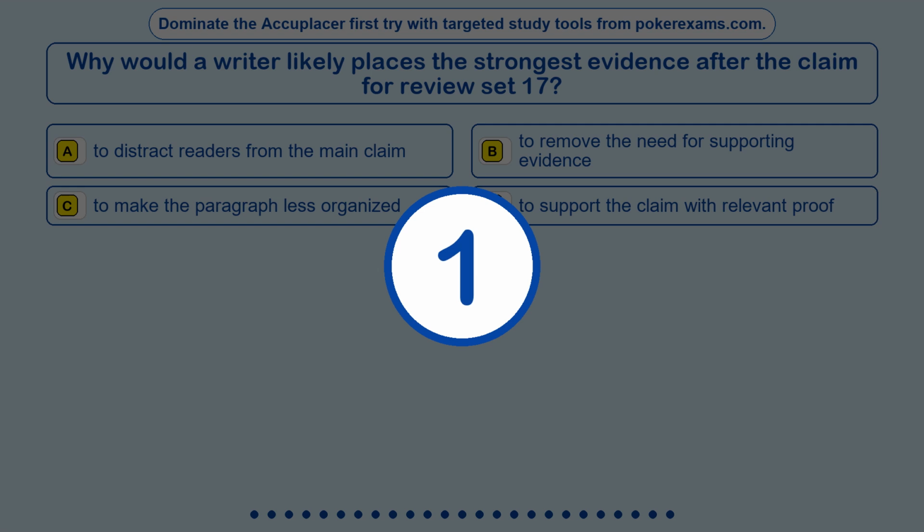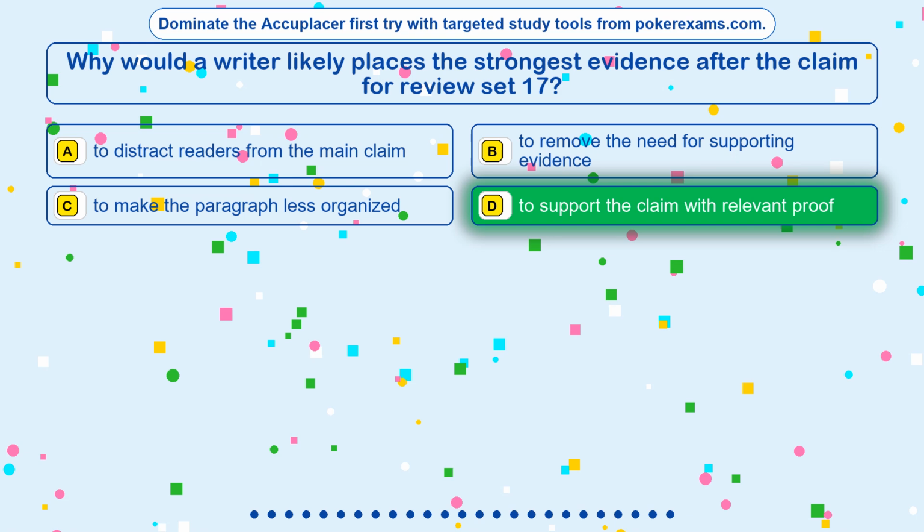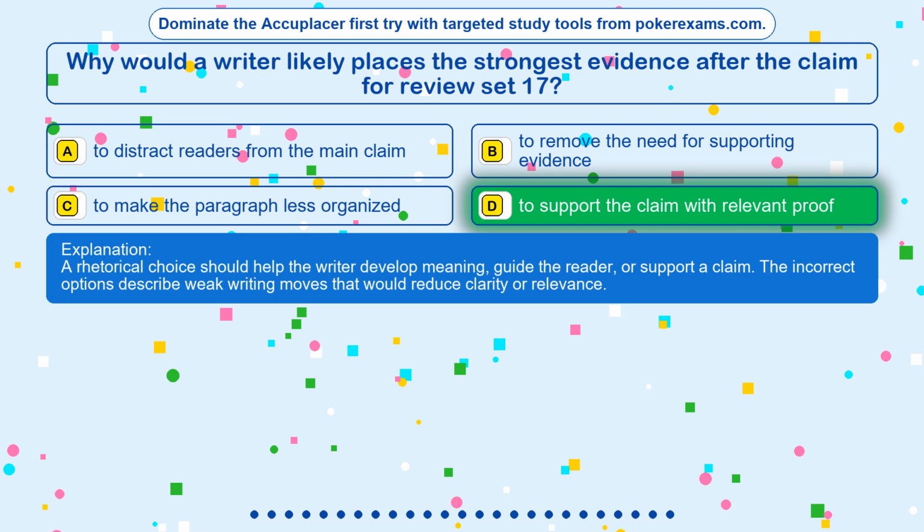The correct answer is option D, to support the claim with relevant proof. A rhetorical choice should help the writer develop meaning, guide the reader, or support a claim. The incorrect options describe weak writing moves that would reduce clarity or relevance.